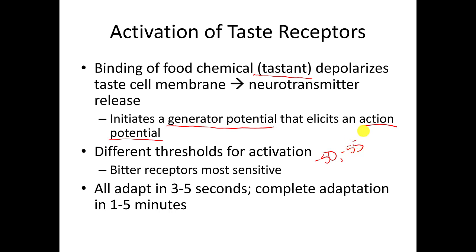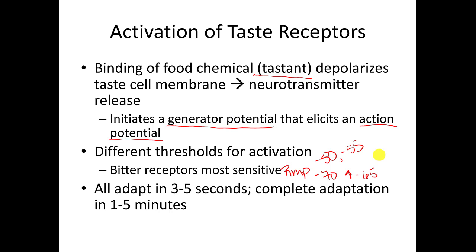And so the most sensitive of our taste receptors is the bitter receptor. And what that means is that the threshold might not be -50. It might be like -65, right? Remember, our resting membrane potential is -70. So a sensitive receptor might mean that all we have to do is change that membrane potential and bring it up to -65, just by 5. That's all we have to depolarize it, and that will trigger that bitter sensation.